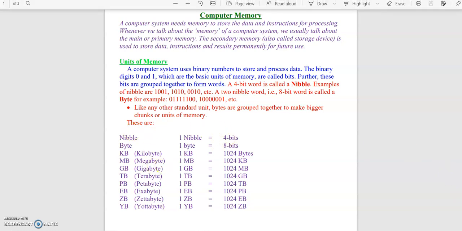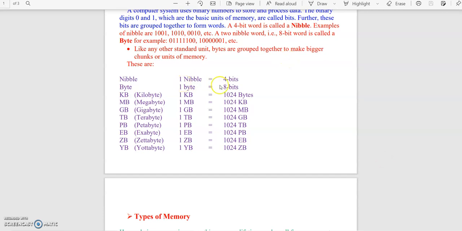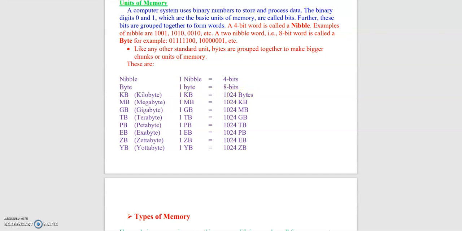So bigger sizes of memory, we are going to see them now. We said one nibble is equal to 4 bits. Look at it here, 1001, 1010, 0011, 4 bits, that is one nibble. Then we have what is called a byte. Now a byte has 8 bits. We said when we double this, it becomes one byte. After that we have 1 kilobyte. Kilo means 1000. 1 kilobyte equals 1024 bytes.